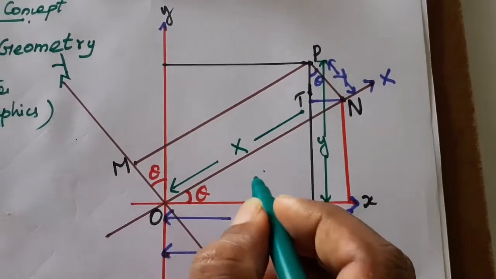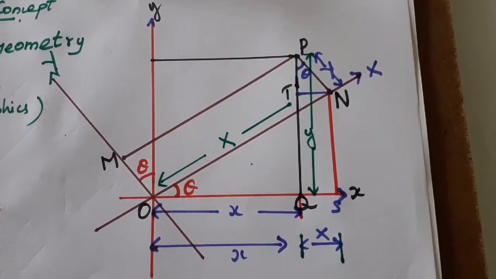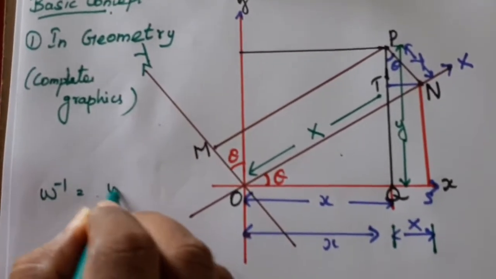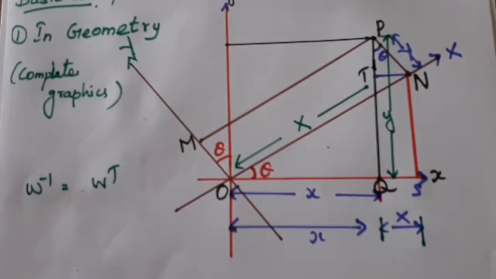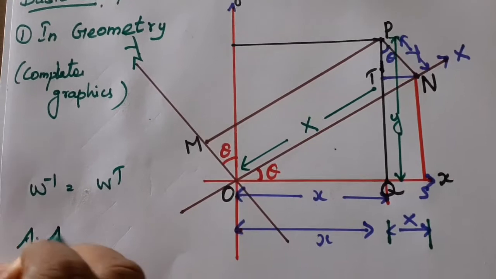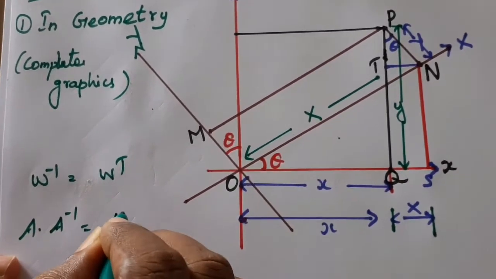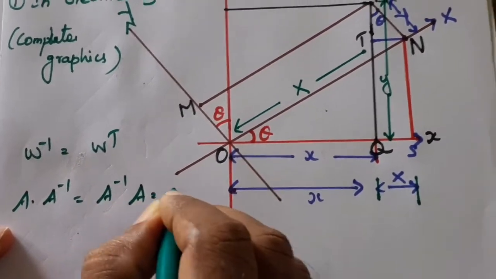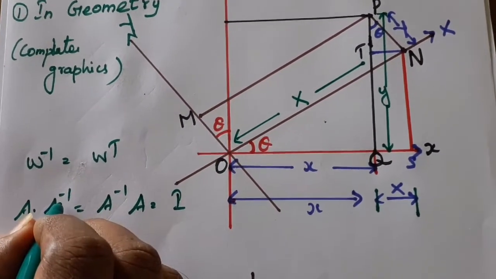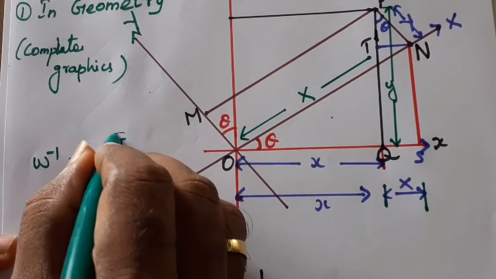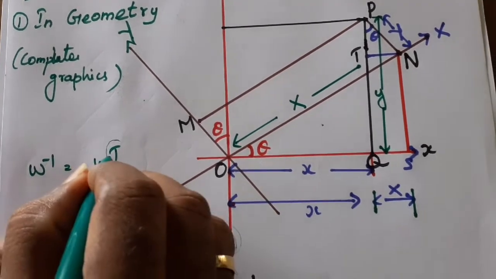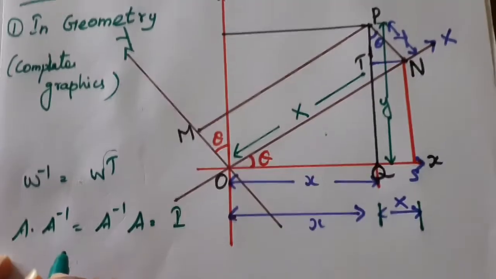So after taking this, how do we change it? Why is W inverse equal to the transpose? Because you have already learned a theorem: A multiplied by A inverse is equal to A inverse multiplied by A, and the value will be the identity matrix. So how does the inverse become equal to the transpose of the function?